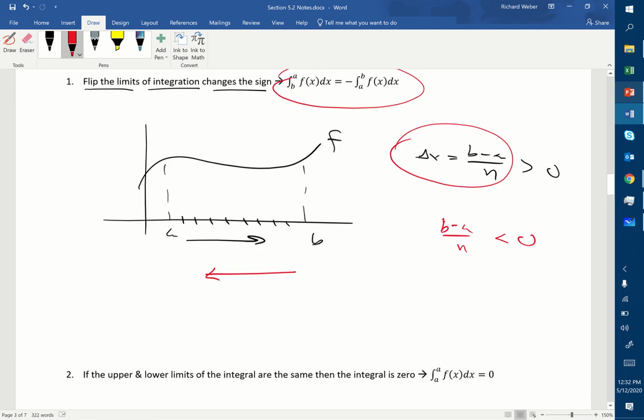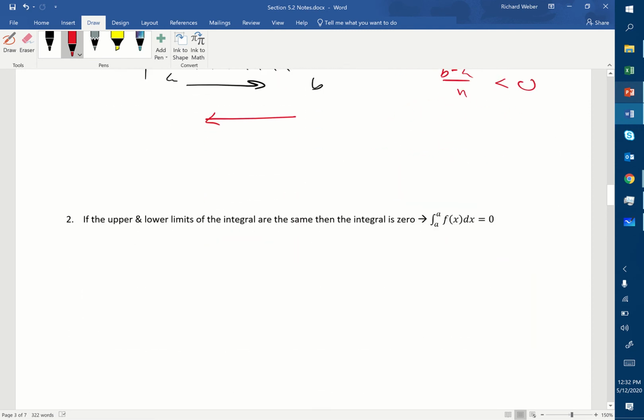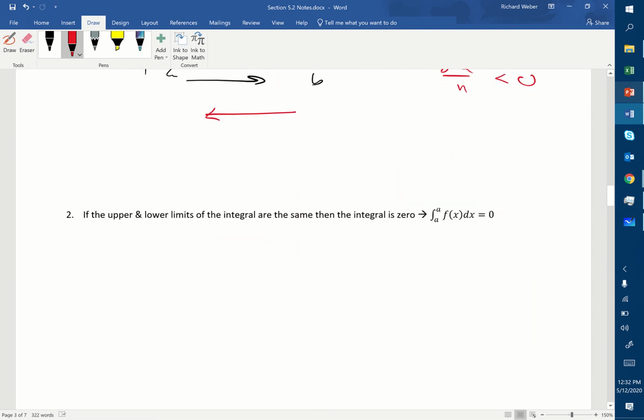Okay. There's another one here I wanted to talk about. If you want to pause it and look at it, go ahead and draw your own pictures. This one's easier to see than that one. It says basically, look at this. If the upper and lower limits of an integral are the same, then the integral is 0.